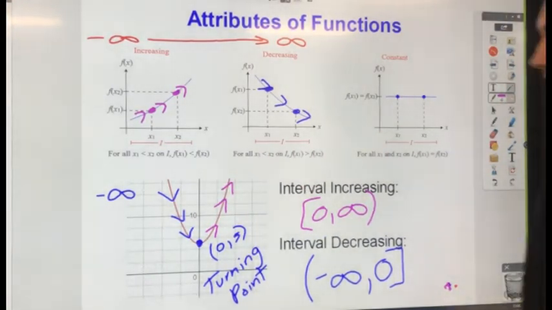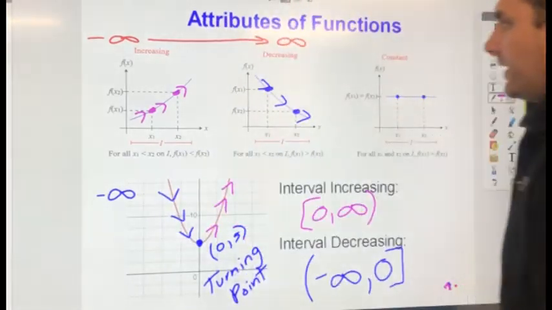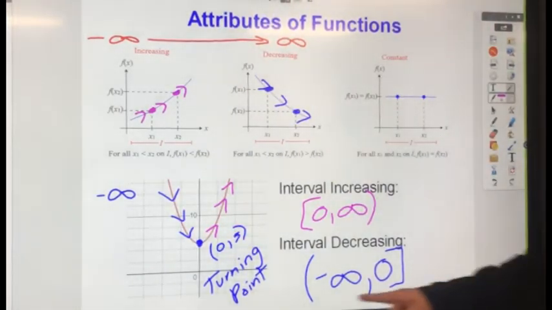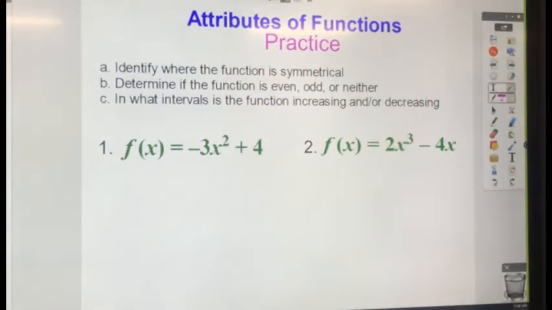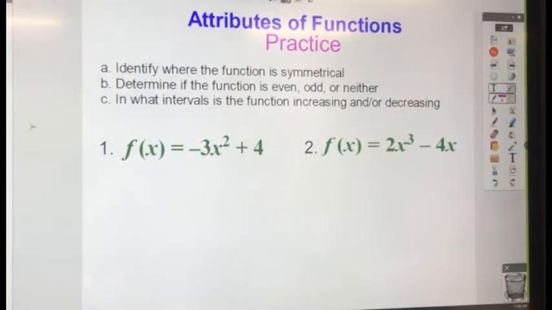All right, while I take attendance, let me have you answer these two problems. For 1 and 2, we need to identify whether the function is symmetrical or where it's symmetrical. Determine if the function is even, odd, or neither. And at what intervals is the function increasing or decreasing? Number 1. It just has a test. It doesn't have a review. f(x) equals negative 3x squared plus 4.